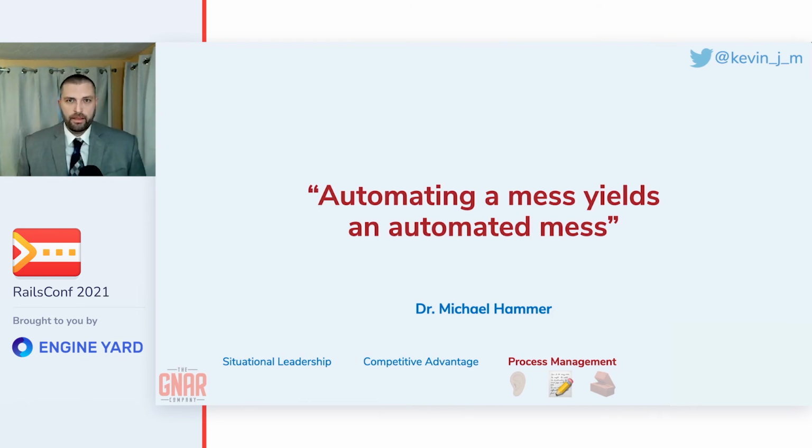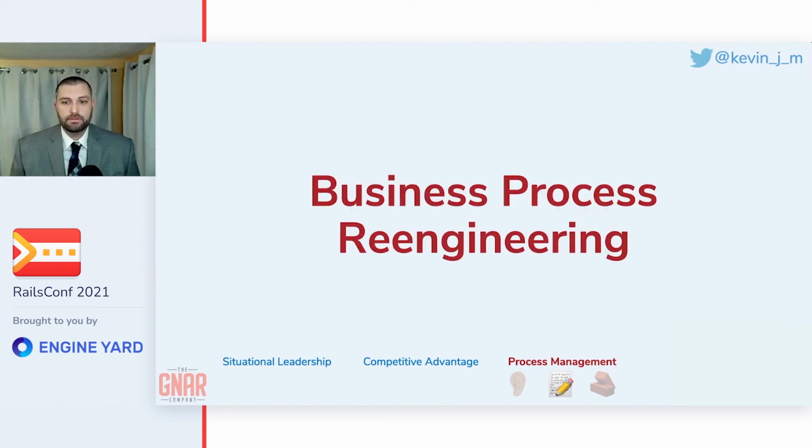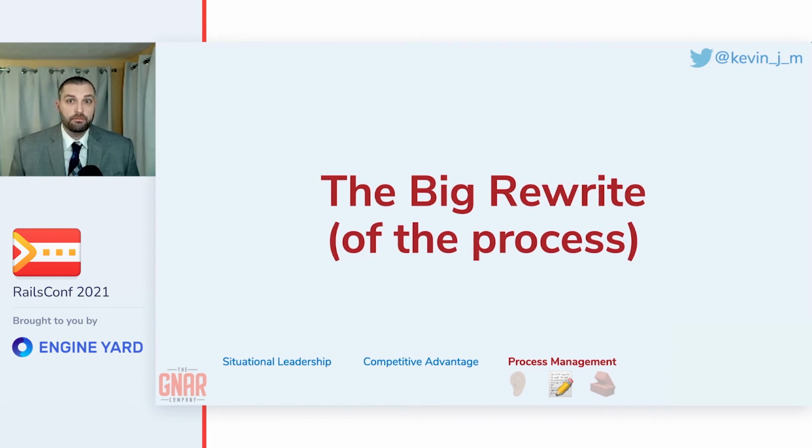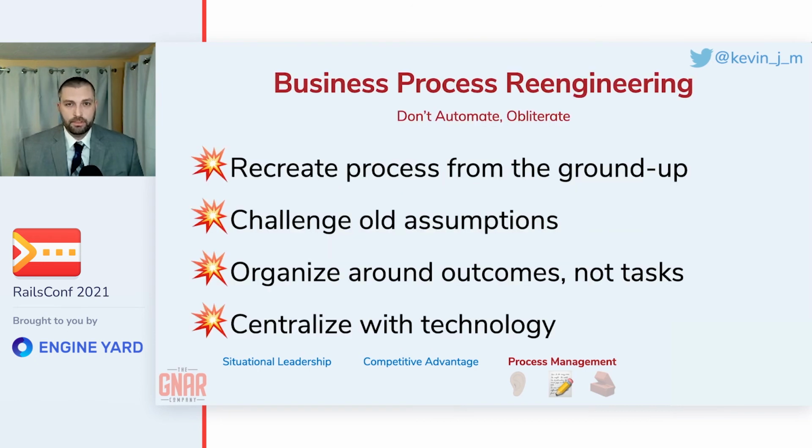And Dr. Hammer expands upon that with his most popular contribution to the field, which is something known as business process reengineering. For us technology folks, process reengineering is the big rewrite, but rather than rewriting our application in whatever language Hacker News says is cool this week, business process reengineering is the big rewrite of the process. Process reengineering involves blowing up the current process and rebuilding from the ground up. Any sort of assumptions that are built into our current model, we're going to ignore or explicitly question and make sure that they're still valid.